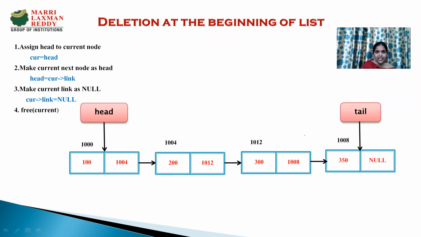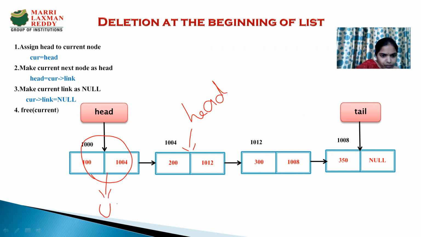So to delete at the beginning of the list, suppose we want to delete this node. I have to make the next node the head node. So for that, I'm assigning this node as the current node. Then what do I do after this? See, initially I'm assigning the first node as the current node.